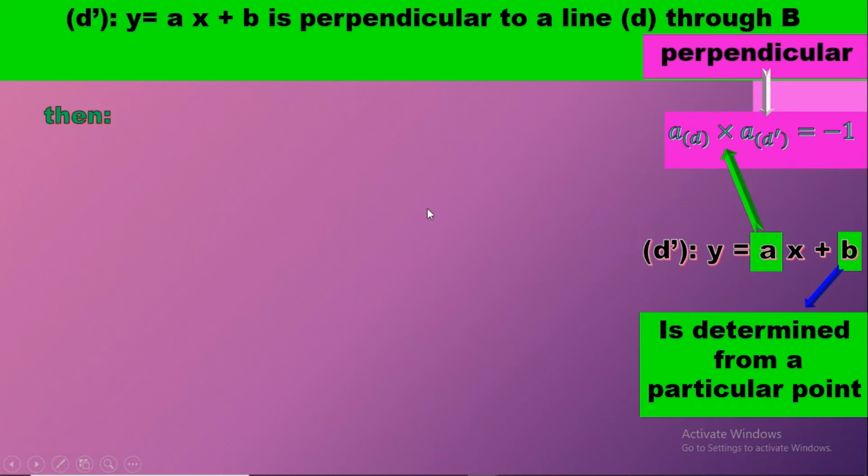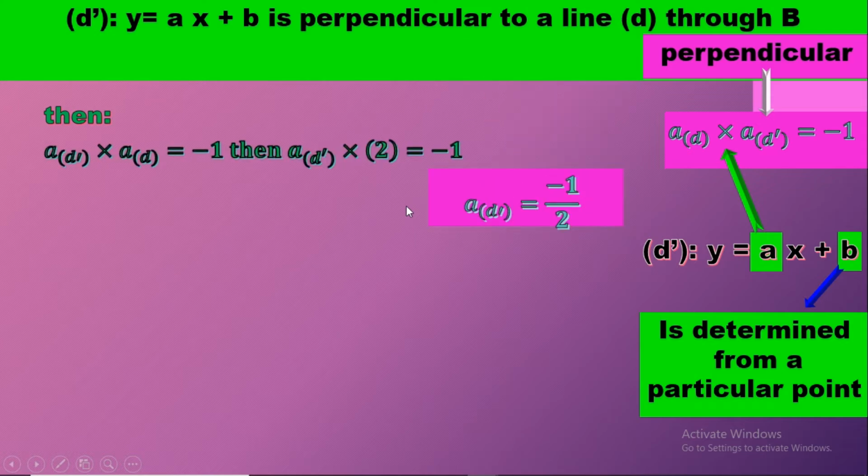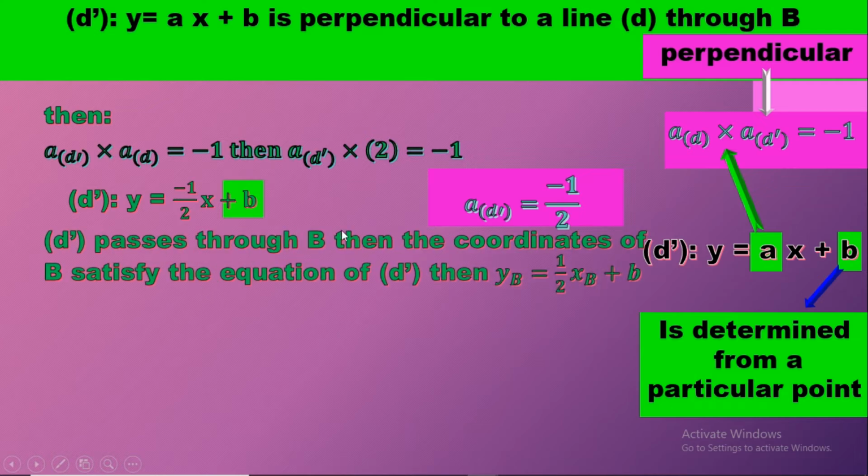Now let's start together. They are perpendicular, then the product of the slopes is -1. We just replace the slope of D by its given value, 2. Then we can say that the slope of D' is -1/2, since when we move 2 to the other side, times becomes divided by. Well, we can then replace the slope of D' in the equation of D'. We just replace a by -1/2, so y = -1/2 x + b. Now we still have one unknown, which is b. To find it, we have to say that D' passes through the point B, then the coordinates of B satisfy the equation of D'.